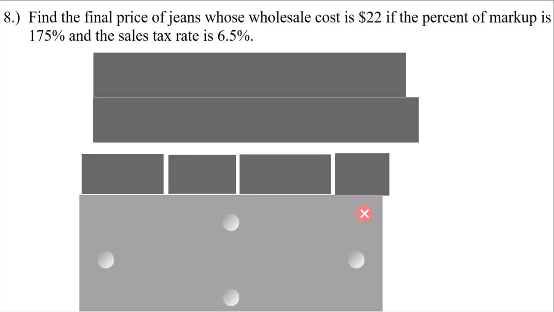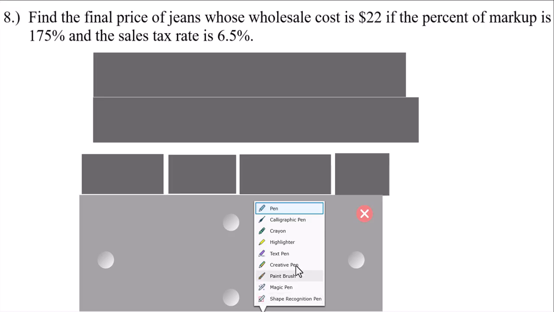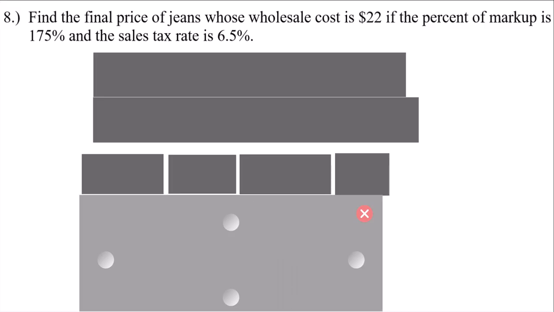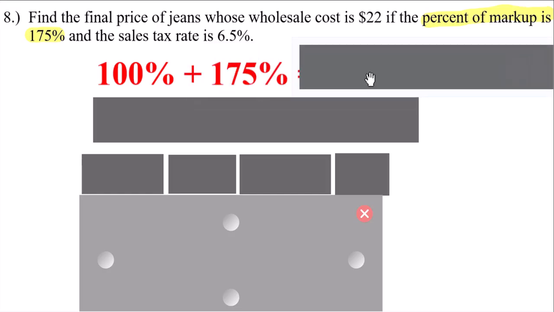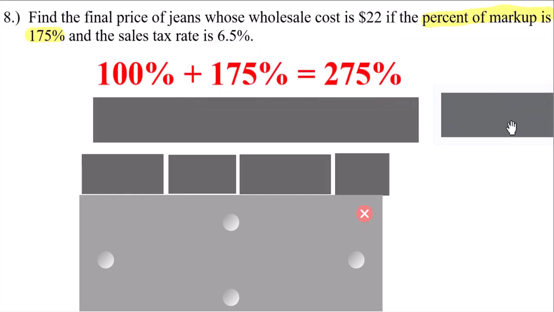Problem number 8, find the final price of jeans whose wholesale cost is $22 if the percent of markup is 175% and the sales tax rate is 6.5%. So we have two different percentages here. We have the percent of markup as 175%. Let's go ahead and start our work. 100% plus the percent of markup means that we pay a whopping 275% of the wholesale cost.